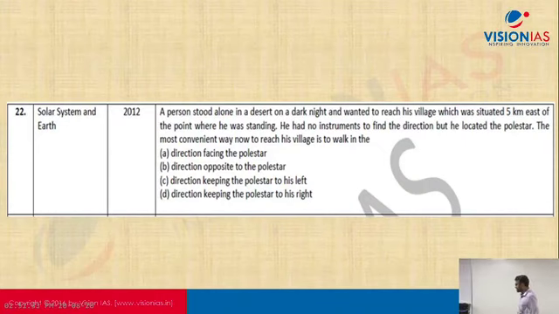A person stood alone in a desert on a dark night and wanted to reach his village, which was situated 5 kilometers to the east of the point where he was standing. He had no instrument to find the direction, but he located the pole star. The most convenient way now to reach his village is to walk in which direction? Let's see how many of you will be able to answer this. Give your answer in the queries. This question was asked in 2012.